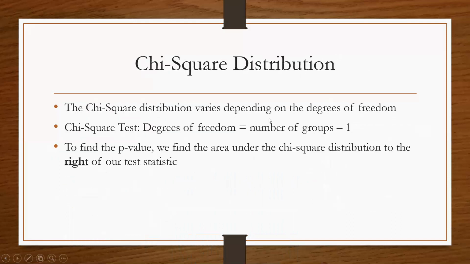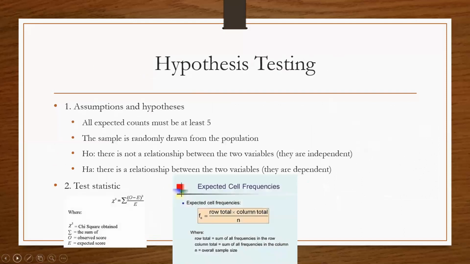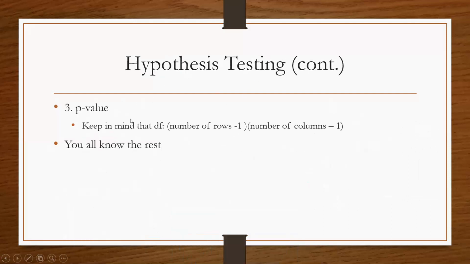So this is right. Degrees of freedom is just the number of groups minus 1. For this, it's actually the row total times the column total divided by n to find the cell frequencies. And then the test statistic is the same as before. And then this is the degrees of freedom: number of rows minus 1 times number of columns minus 1.